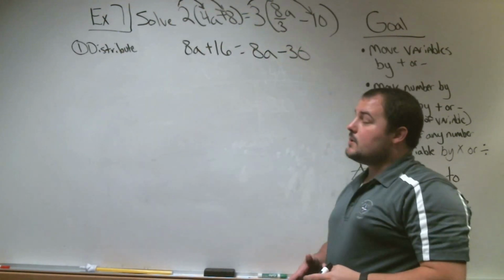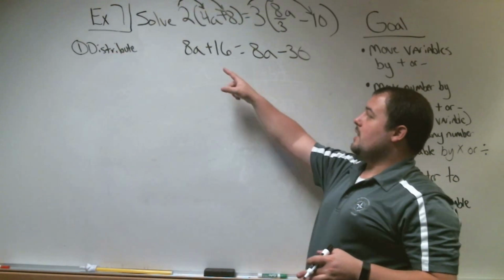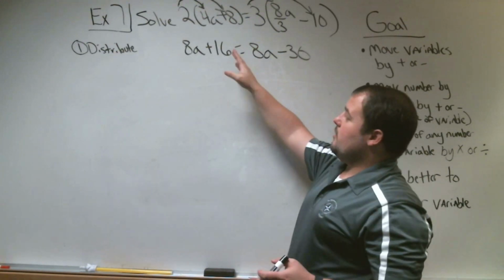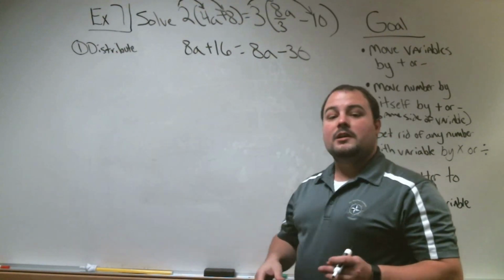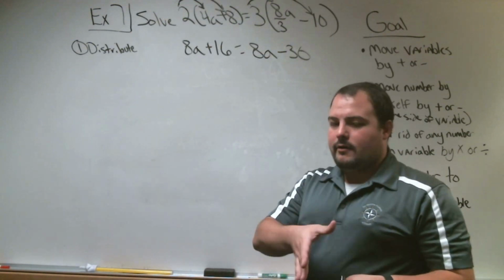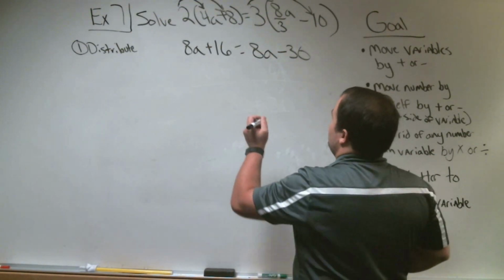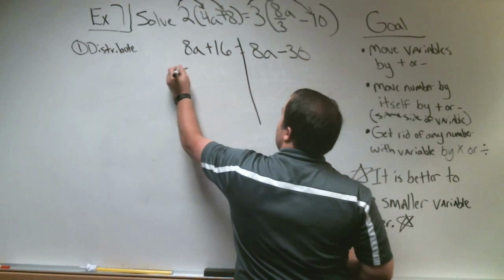So just look at this problem now and look at our variables. We have 8a, we have 8a. We have a positive 16 and a negative 30. They don't look the same. So I'm probably going to have some type of solution, but let's go ahead and get rid of our variables.